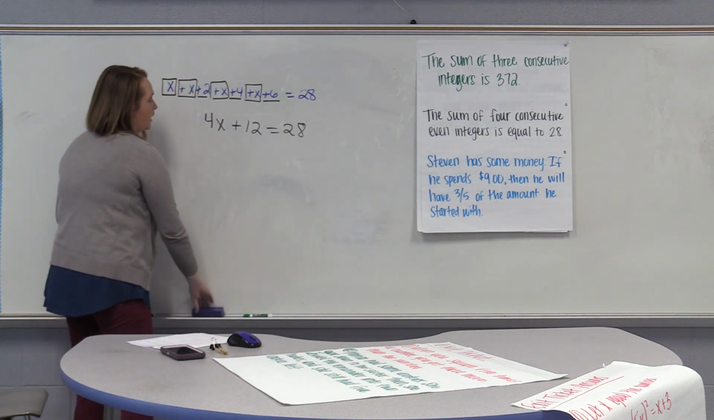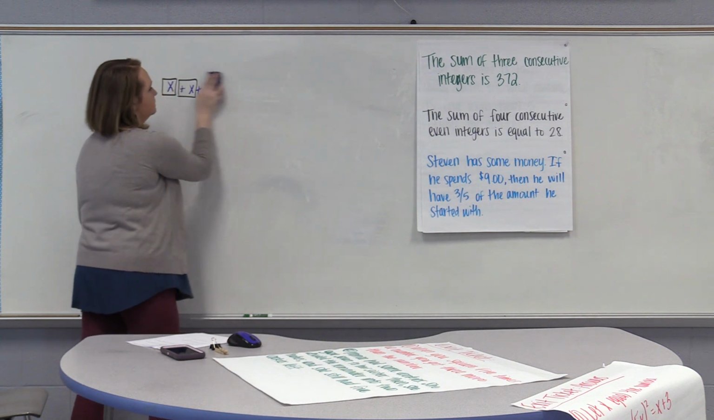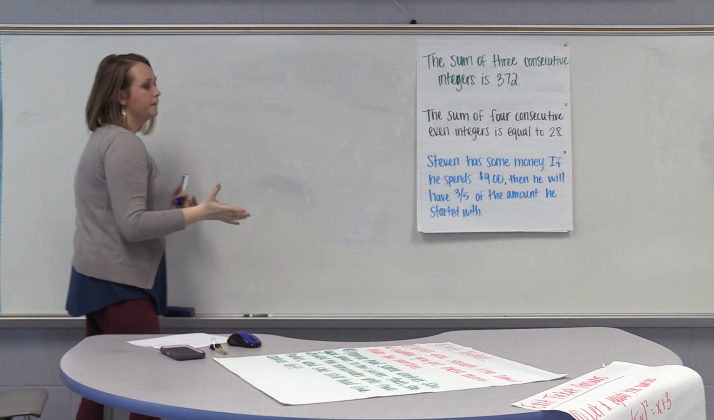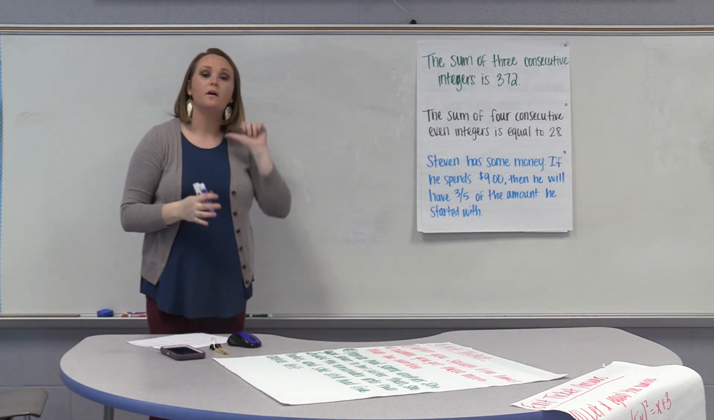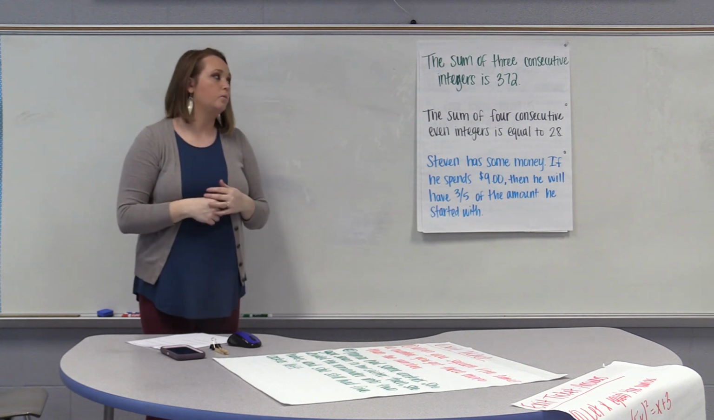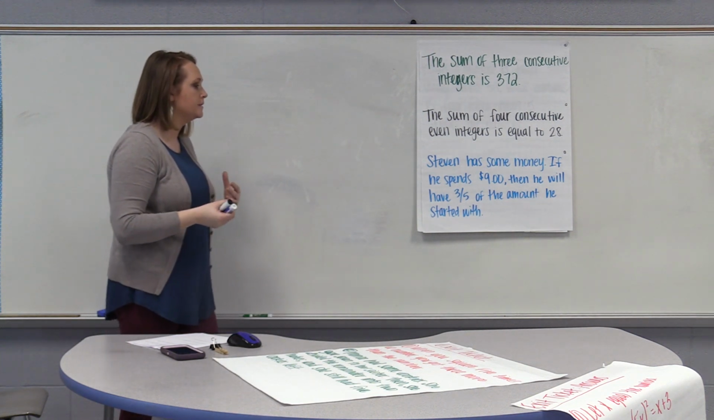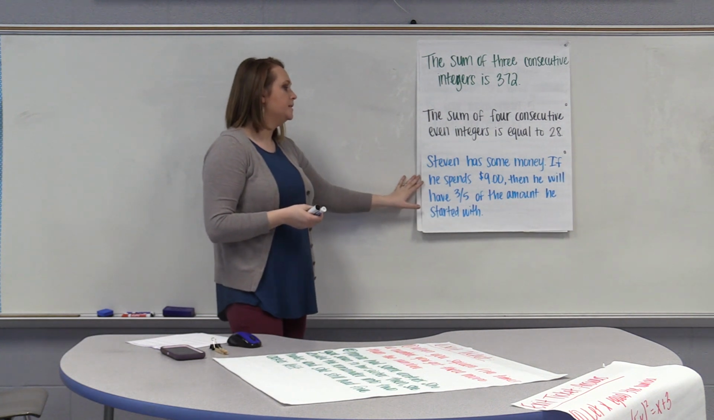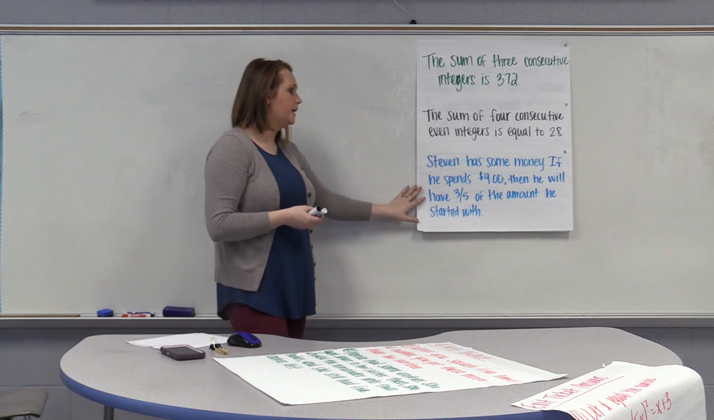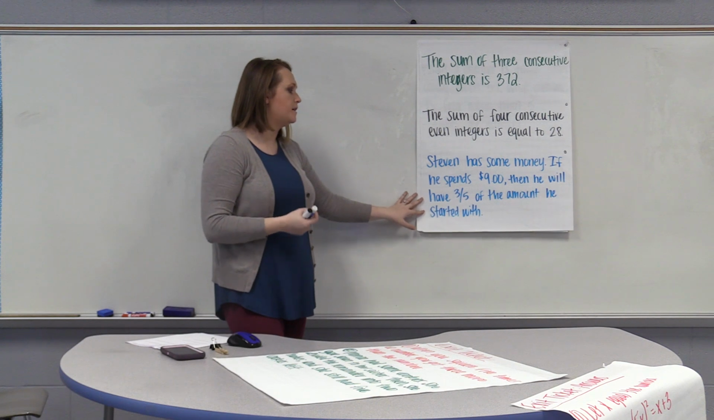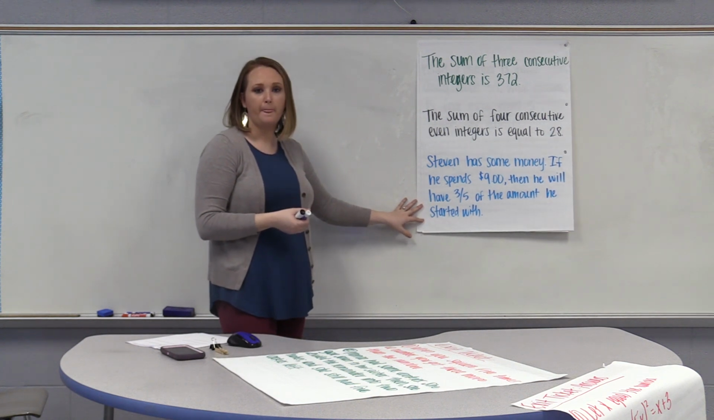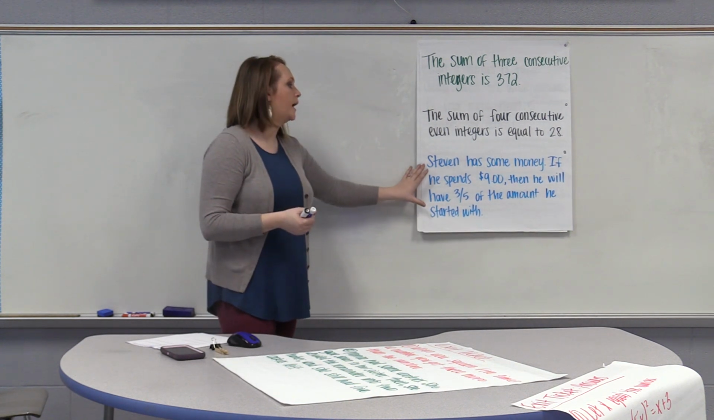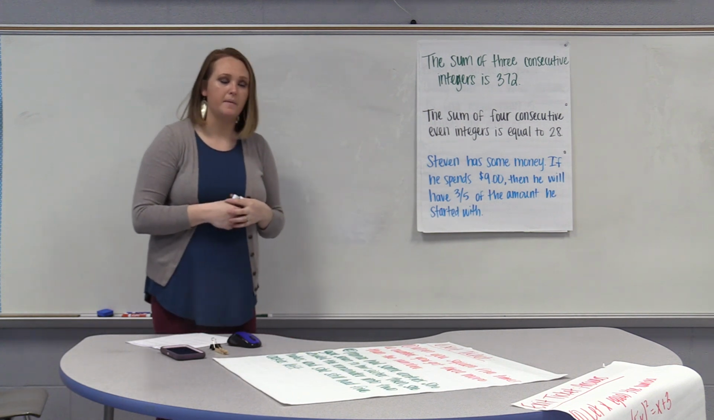All right, exercise 2. Again, I'll give you some time to try to work this one out on your own, and then we will discuss as a class. Stephen has some money. If he spends $9, then he will have 3/5 of the amount he started with. I would like you to try on your own to create your mathematical statement.